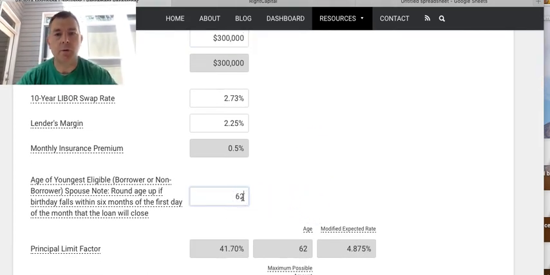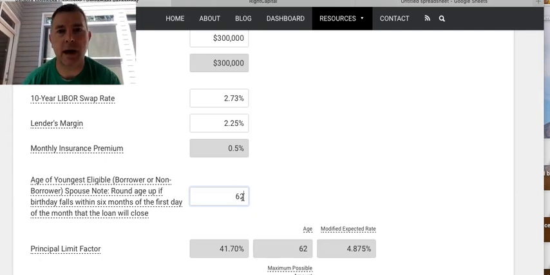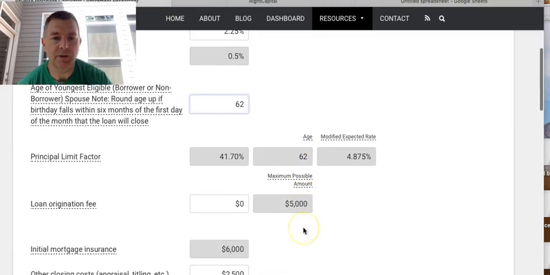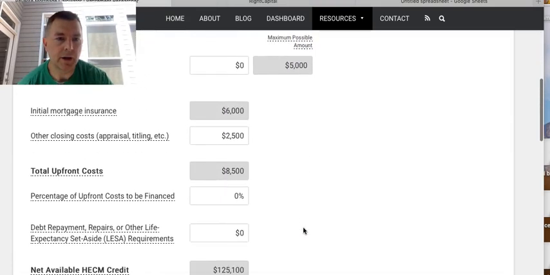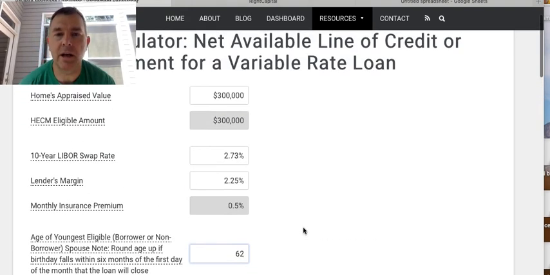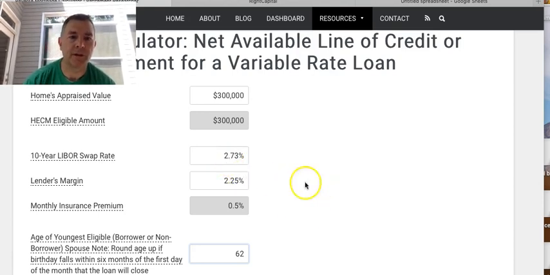So what I want to do is we're going to do a couple things. We're going to have her do a term or a tenure. Okay, we're going to do a tenure payment, which says she's going to get a monthly payment on her reverse mortgage for the entirety of her life. All right, so remember, with a reverse mortgage, we've got a LIBOR rate of 2 3/4 and a lender's margin of 2.5, 2 1/4.